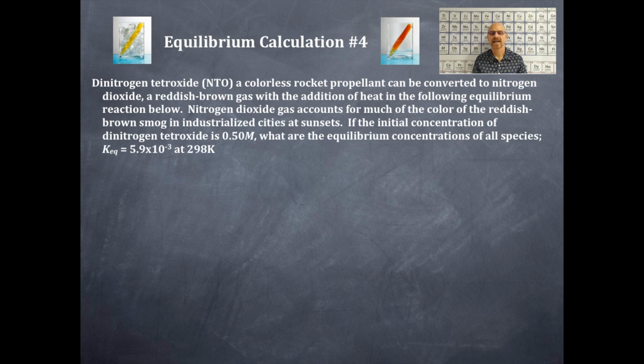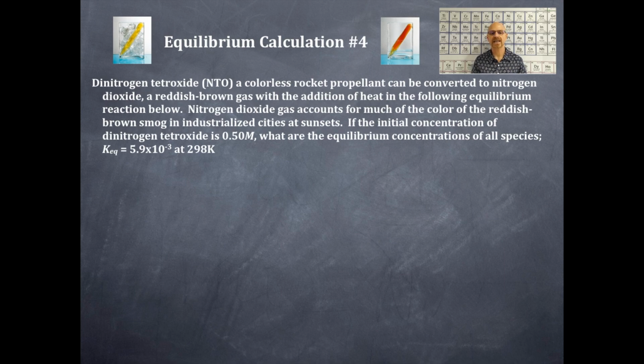Dinitrogen tetroxide, NTO, a colorless rocket propellant, can be converted to nitrogen dioxide, a reddish-brown gas, with the addition of heat in the following equilibrium reaction below. You're going to see that in just a second. Nitrogen dioxide gas accounts for much of the color of the reddish-brown smog in industrialized cities at sunsets. If the initial concentration of dinitrogen tetroxide is 0.50 molar, what are the equilibrium concentrations of all species?